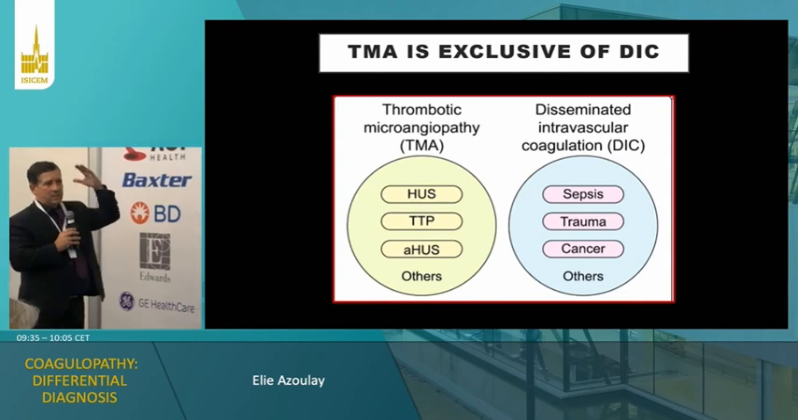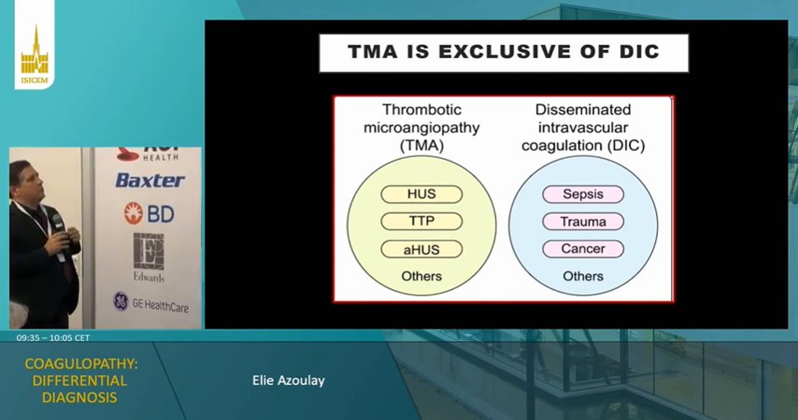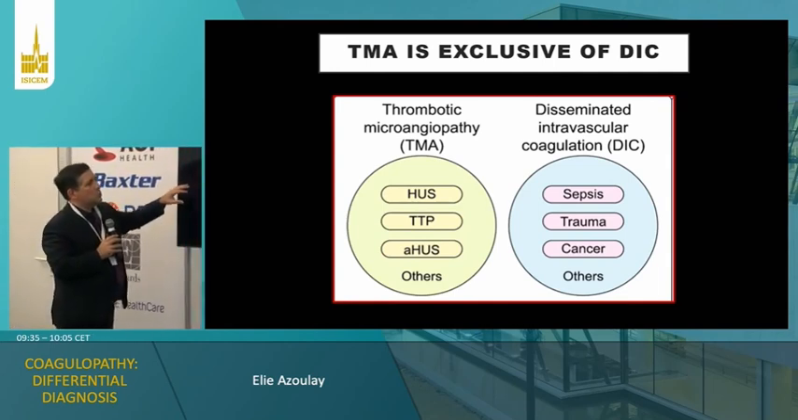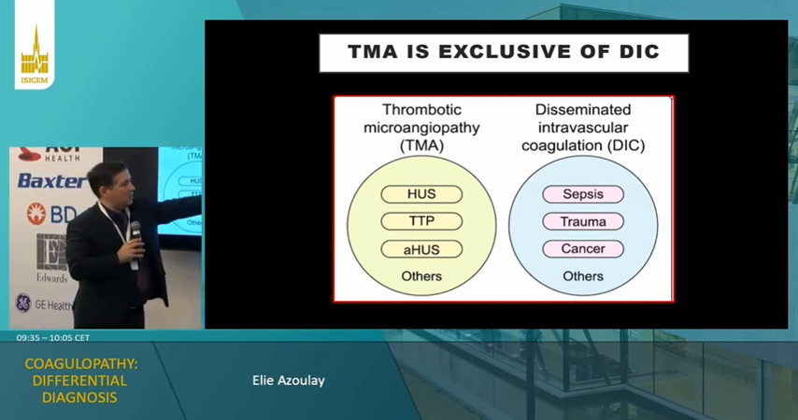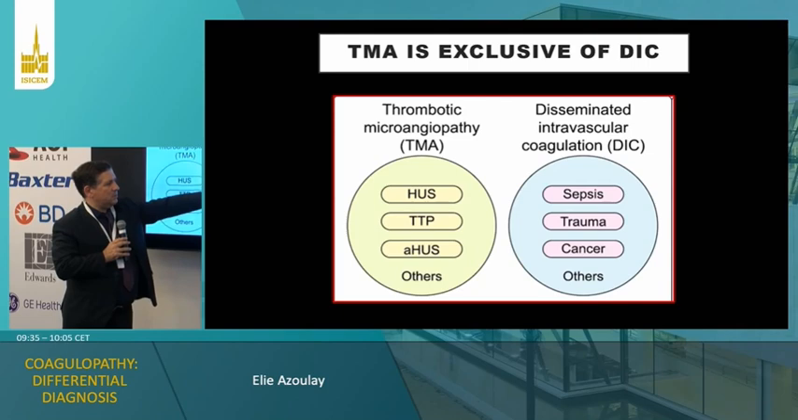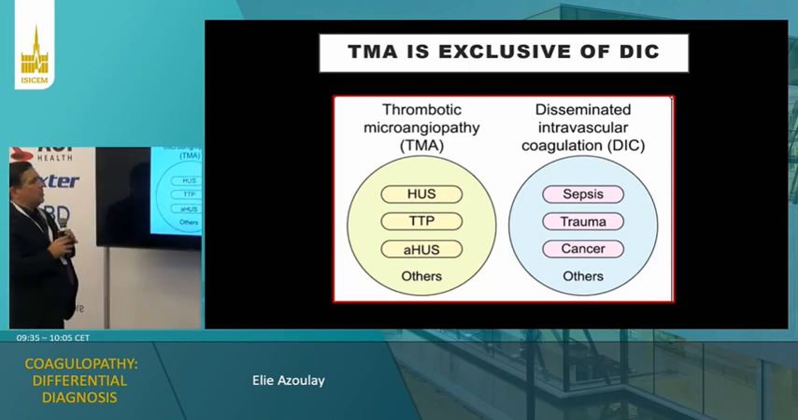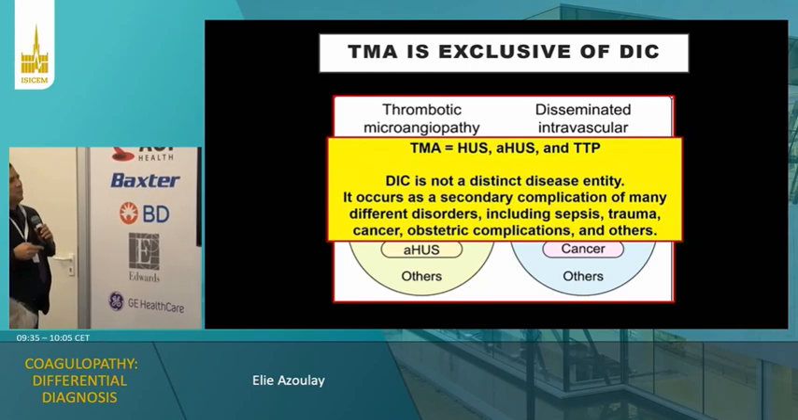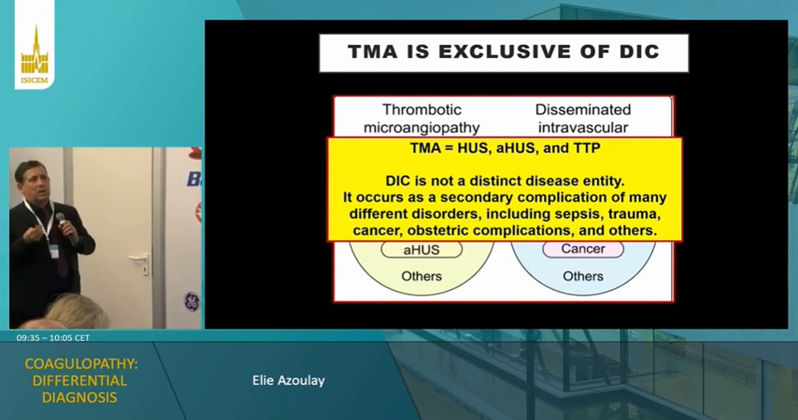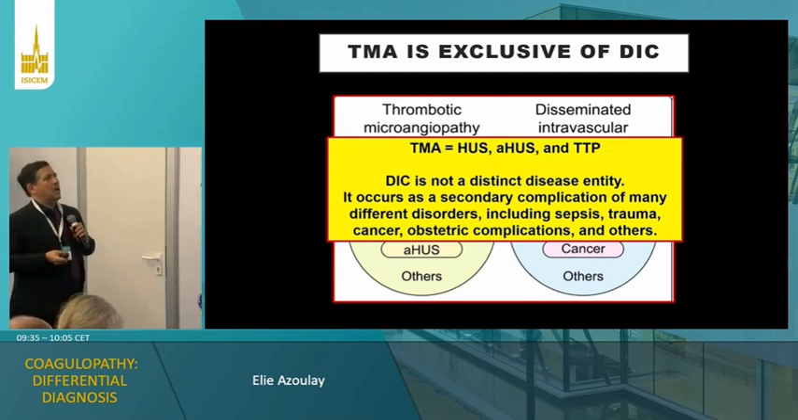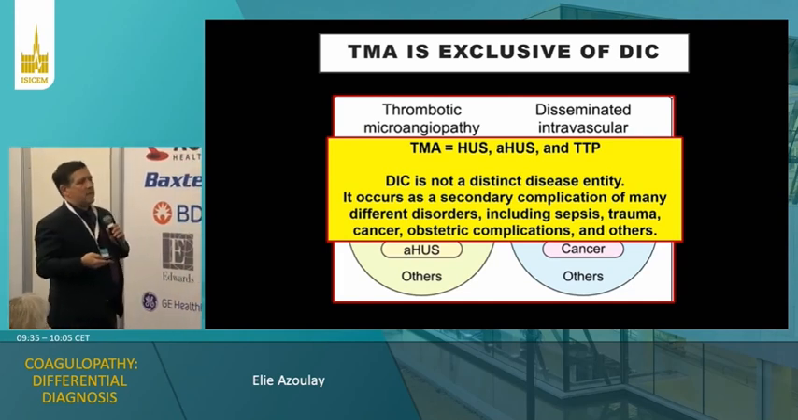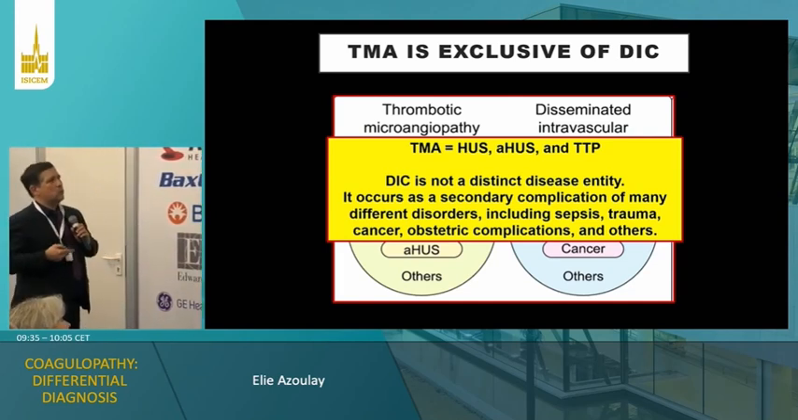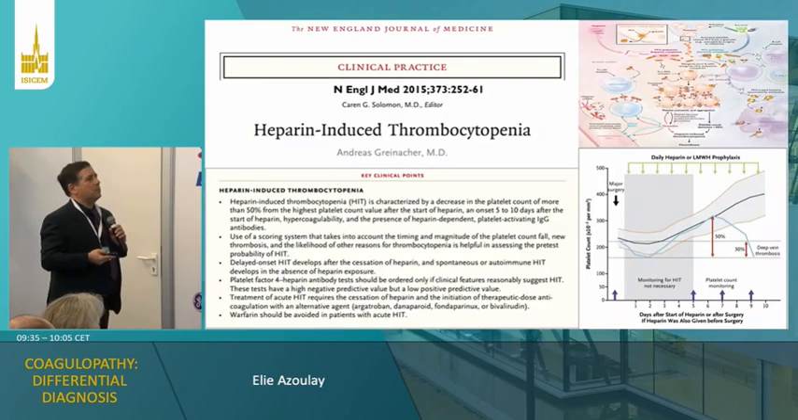However, before getting to the end of the differential diagnosis, you need to rule out DIC, and we know that the clinical conditions are very different: sepsis, trauma, cancer, and maybe some others. So DIC is very specific. This is why TMA is defined by having a normal fibrin and no DIC. So we really need to rule out DIC when we speak about TMA.